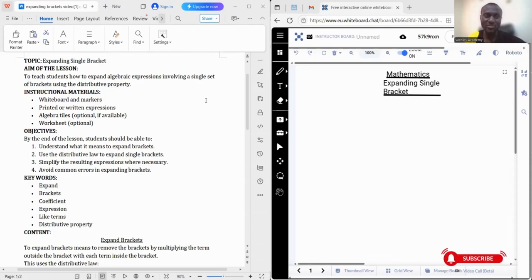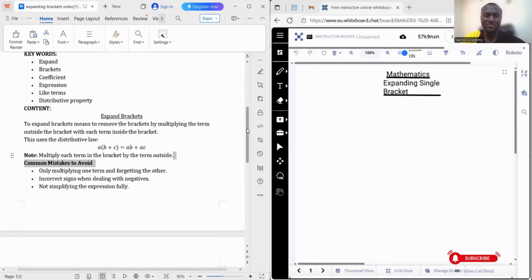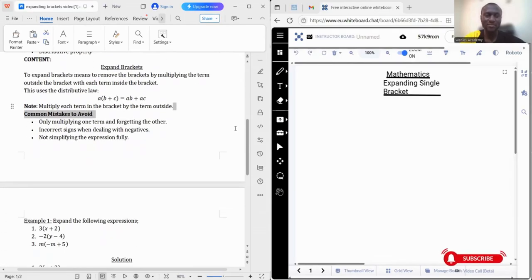The objective of today's lesson is that at the end of this lesson, you should be able to understand what it means to expand brackets, use the distributive law to expand single brackets, simplify the resulting expressions where necessary, and avoid common errors in expanding brackets. Next is the contents. Expand brackets.